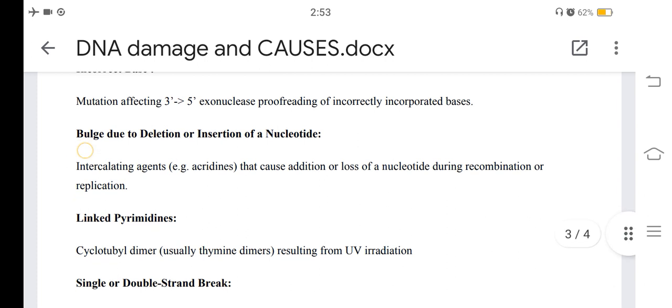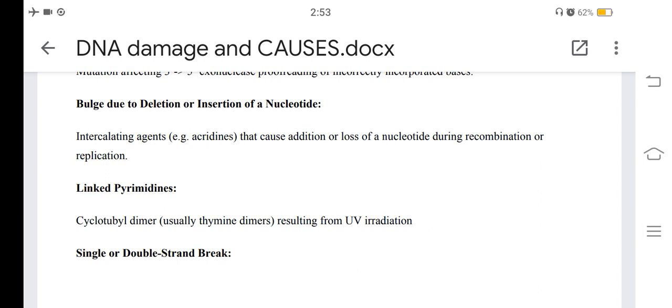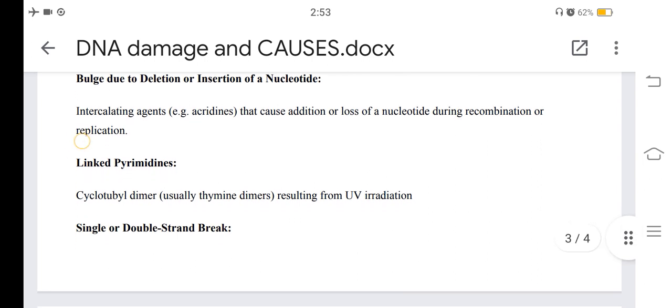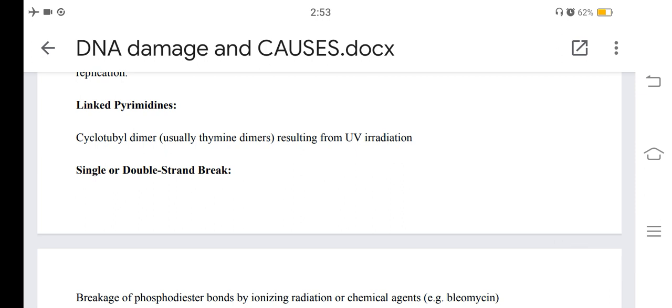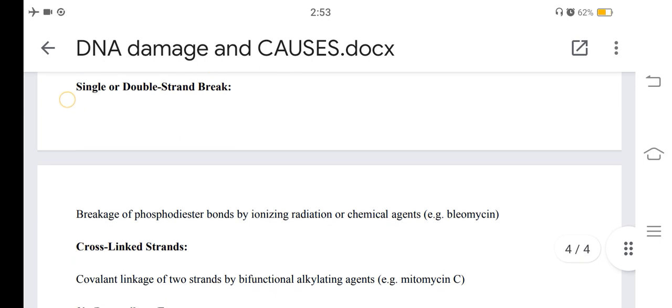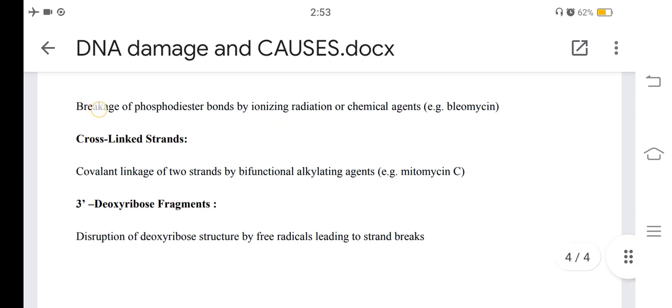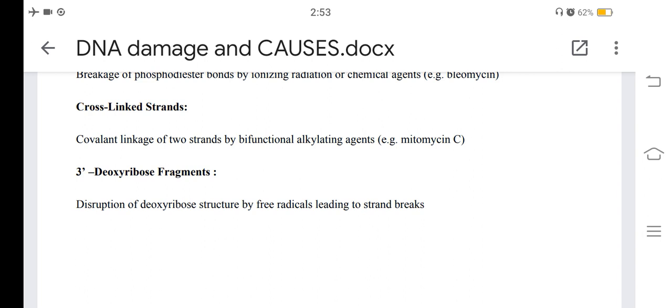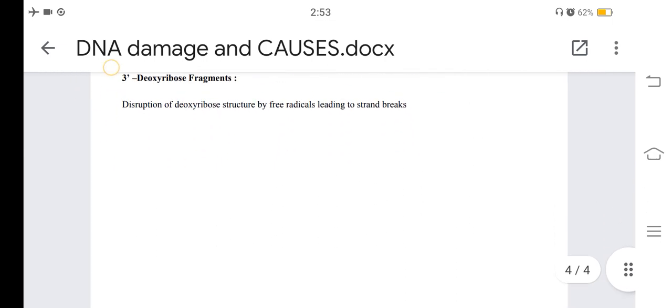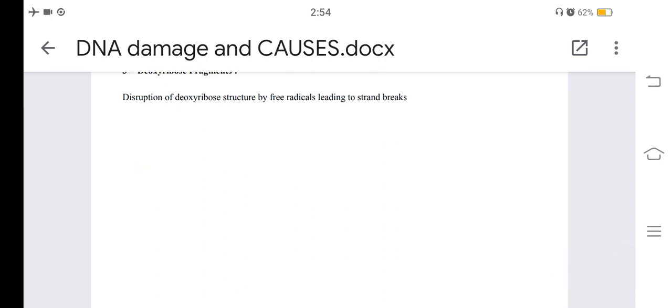Bulge: due to deletion or insertion of a nucleotide, by intercalating agents that cause addition or loss of nucleotide during recombination or replication. Then linked pyrimidines: cyclobutyl dimer, usually thymine dimers resulting from UV radiation. Single or double strand breakage of phosphodiester bonds by ionizing radiation or chemical agents, bleomycin. Then cross-linked strands: covalent linkage of two strands by bifunctional alkylating agents, mitomycin C. Then 3' deoxyribose fragments: disruption of deoxyribose structure by free radicals leading to strand breaks.